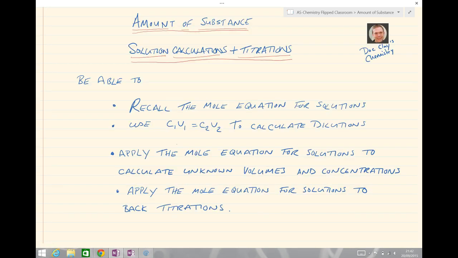And there we go. That concludes our lesson on back titration and the lesson on solution calculations. Just to recap, you should be able to recall the mole equation for solutions, which is moles equals volume times concentration over 1,000. You should be able to use C1V1 equals C2V2 to calculate dilutions. We've seen examples of applying the mole equation for solutions to calculate unknown volumes and concentrations. And finally, we've applied the mole equation for solutions to back titrations. We'll get plenty of practice of this in class, and I'll see you soon.